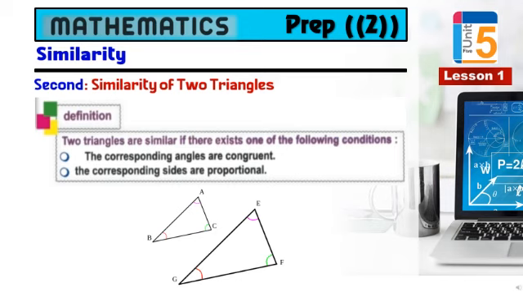Second, similarity of triangles. The definition is: two triangles are similar if one of the following conditions exists. Number 1, the corresponding angles are congruent. Number 2, the corresponding sides are proportional. So, there is a difference between the similarity of two triangles and the similarity of two polygons, because in the similarity of two polygons the two conditions must be verified together, but in the similarity of two triangles one of them is enough to make the two triangles similar.